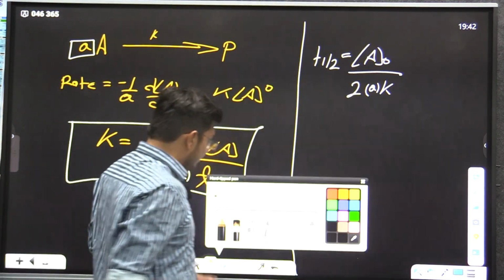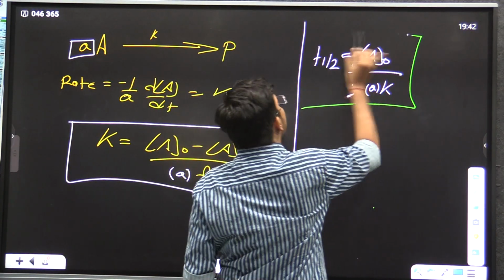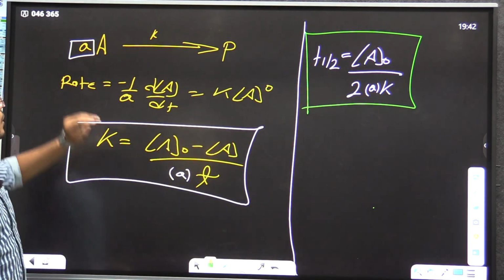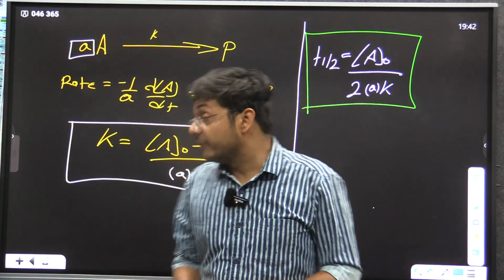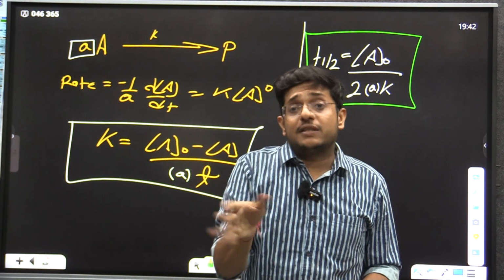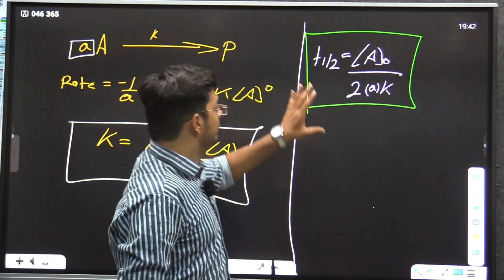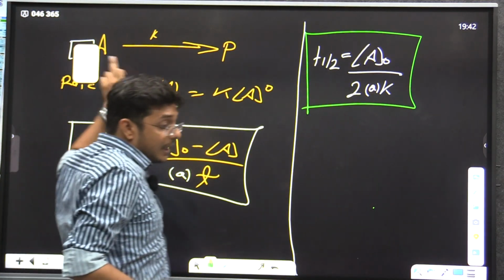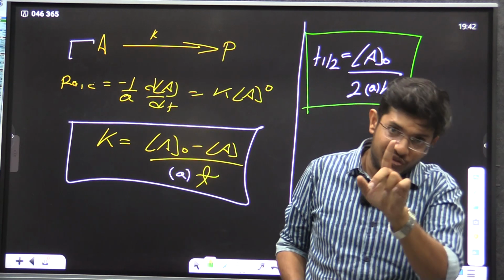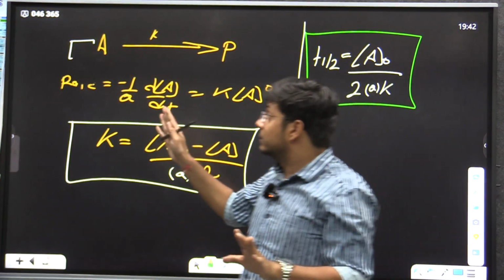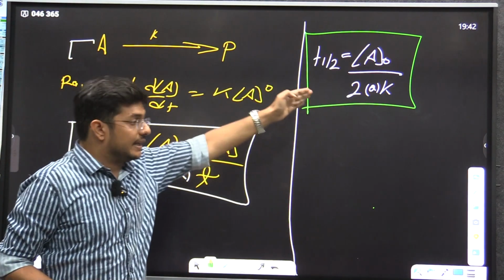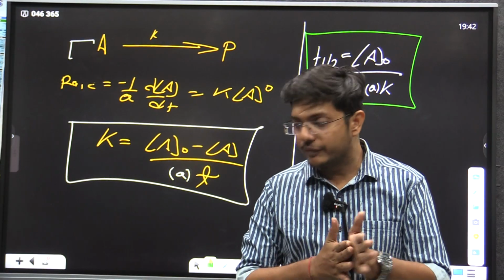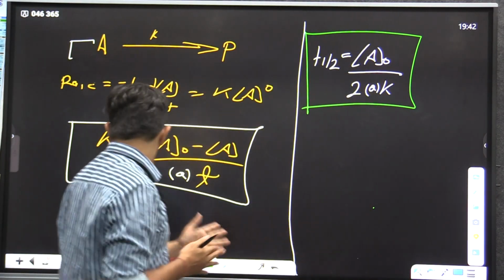So what I suggest to the students is that you need to learn this data or this data, because you don't know whether the question will come on one stoichiometry or any other stoichiometry. I hope you understand what I want to say: if there is a change in the stoichiometry, then the rate constant in the T half expression will change.